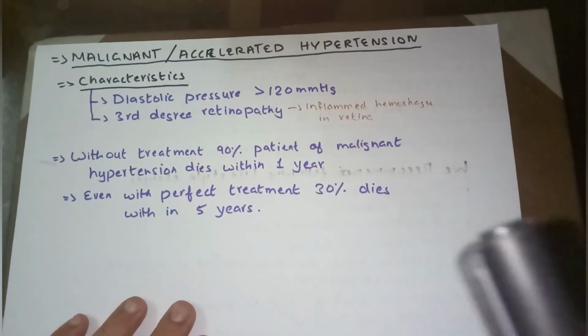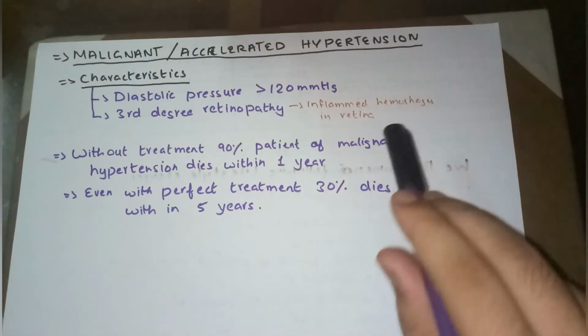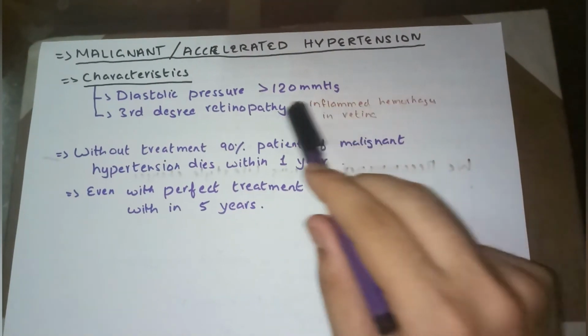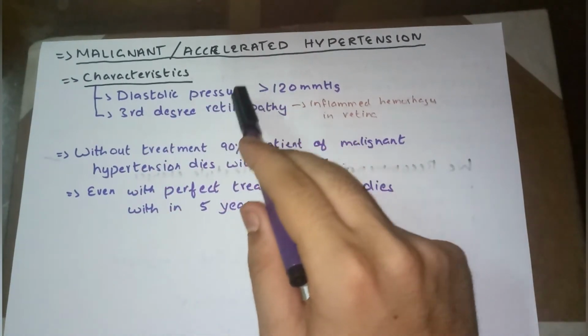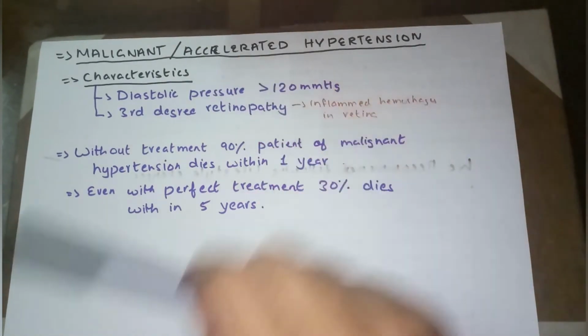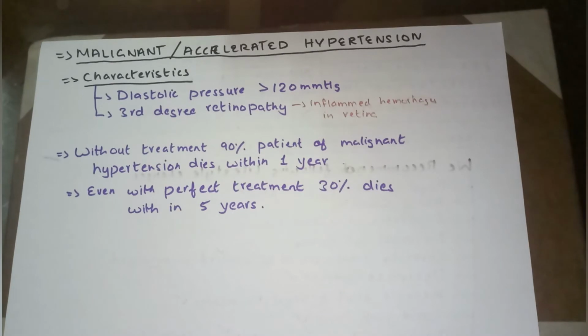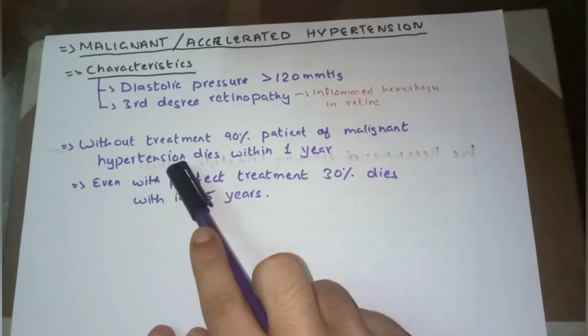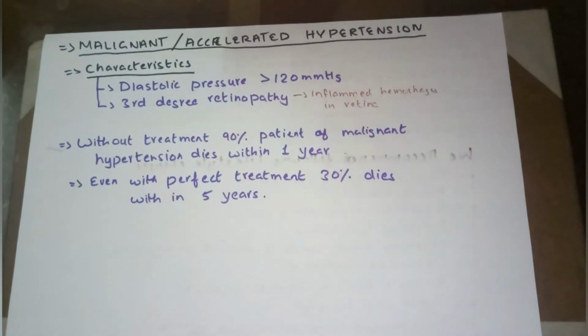You can diagnose it by watching his eyes. His retina will have inflamed hemorrhages. So inflamed hemorrhages in the retina, or third degree retinopathy, and diastolic pressure above 120 mm of mercury are the characteristics of malignant or accelerated hypertension. So we must treat that person immediately, because without treatment what happens? 90% of patients with malignant hypertension die within 1 year without treatment. So it is very, very dangerous.